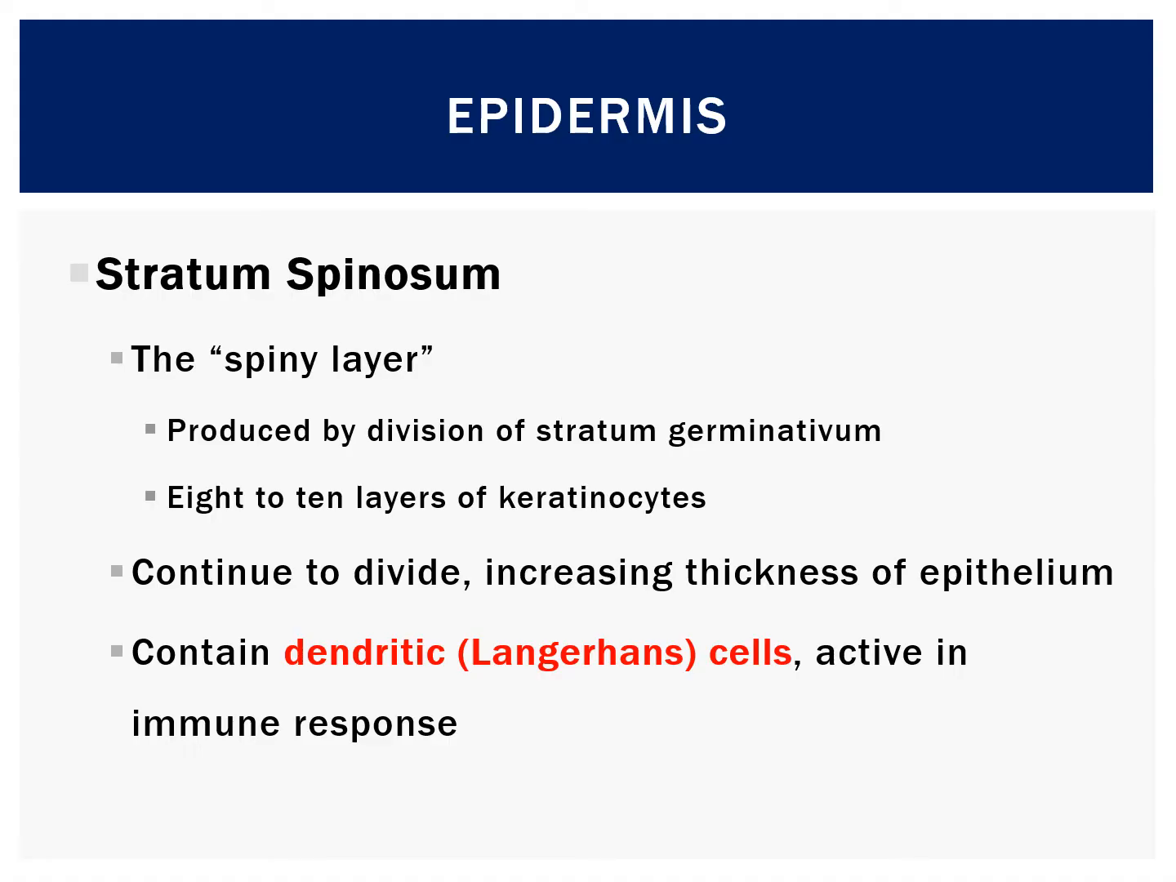Next, stratum spinosum or the spiny layer. The division of cells in stratum germinativum will produce stratum spinosum. There are about 8 to 10 layers of keratinocytes in this stratum spinosum. The important cells in this layer are called dendritic or Langerhans cells. These dendritic or Langerhans cells can stimulate an immune response after sensing any kind of danger in the skin.